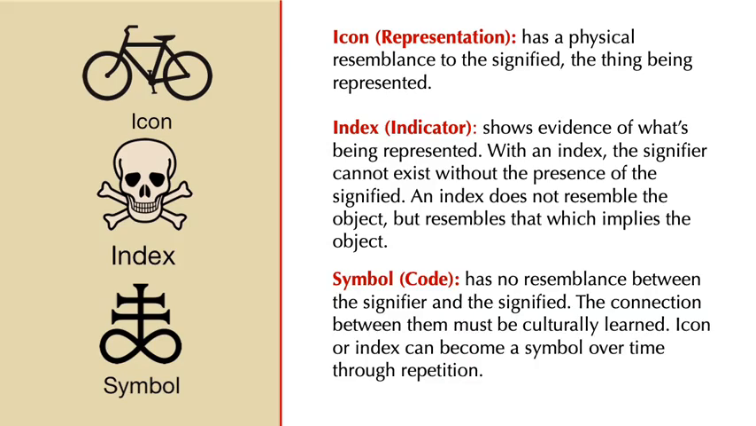Finally, we have symbols, which have no resemblance to what is being signified, and so the connection between them has to be culturally learned. Numbers are an example of this. Symbols come to represent something in a fairly essentialized way, but only because we've been socialized into that cultural world. So again, it's fundamentally arbitrary, but it doesn't seem arbitrary because we know what it means. We've learned what it means. Now, indexes or icons can become symbols over time if they are sufficiently repeated over and over again so that they become naturalized in this way.